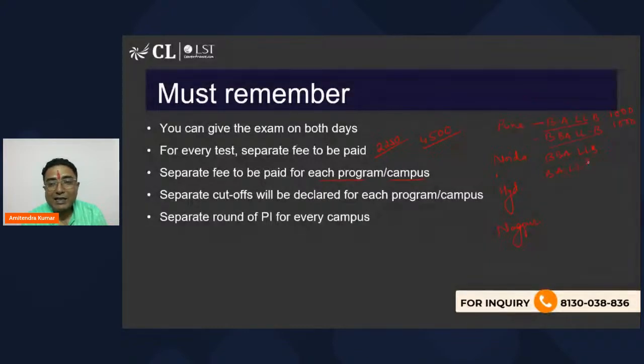In that case, what will happen? You have to make a separate payment of 1,000, separate payment of 1,000 here. Which means if you consider all the campuses, all the colleges, you will be making a payment of 8,000 rupees for all the programs, all the campuses, plus another 4,500 rupees if you want to give both the tests, or maybe 2,250 if you want to give one test. So at every step there is a payment required.